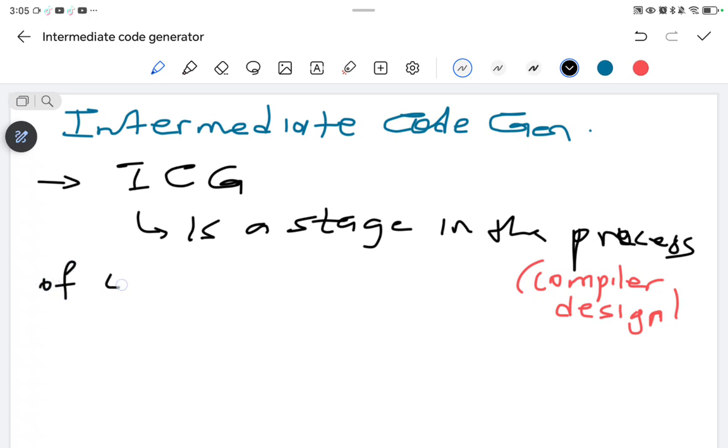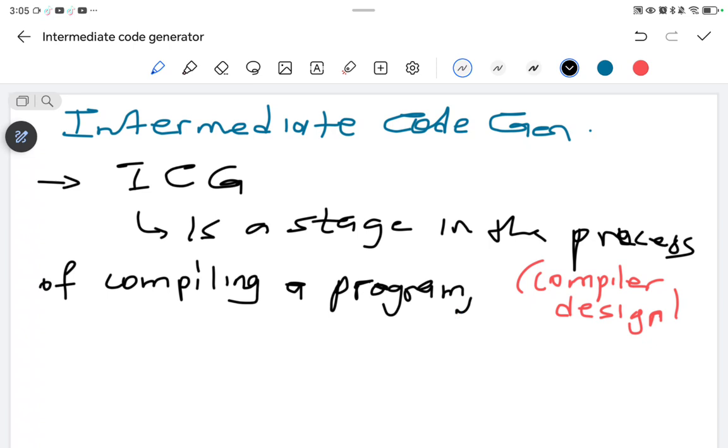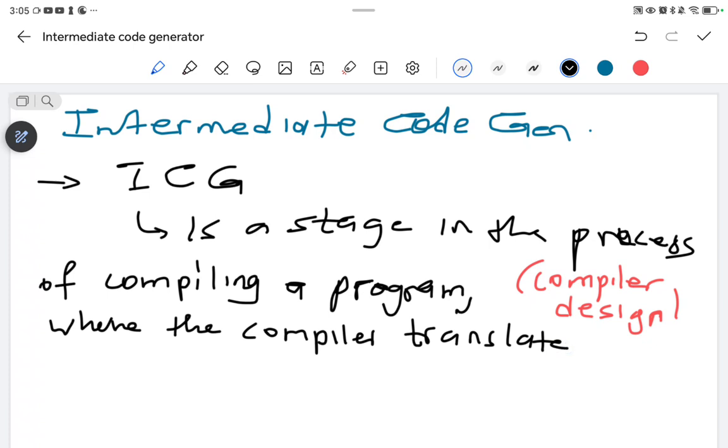Remember I said that we are translating this code to some sort of a language that the computer will be able to understand, right? So here we're going to be compiling a program. What happens when we compile a program using this phase? The compiler is going to translate our source code to DAG.